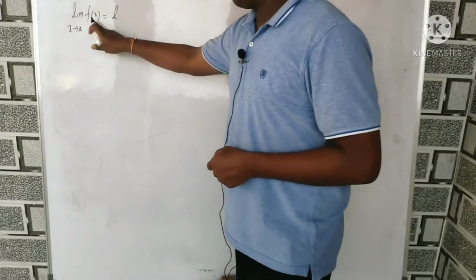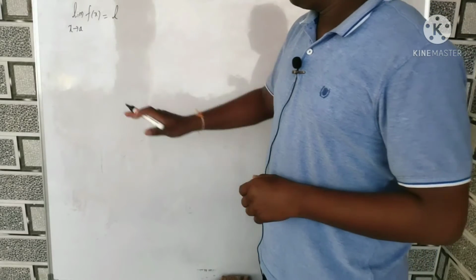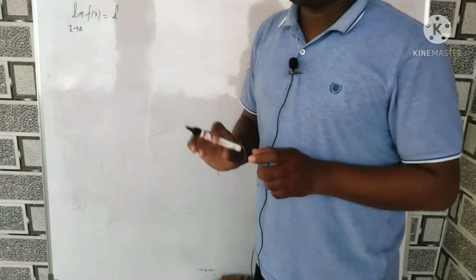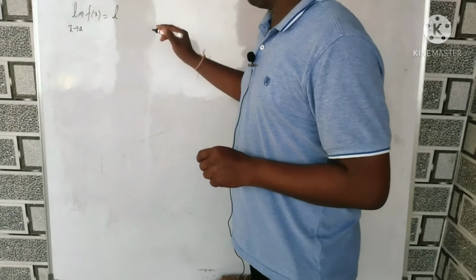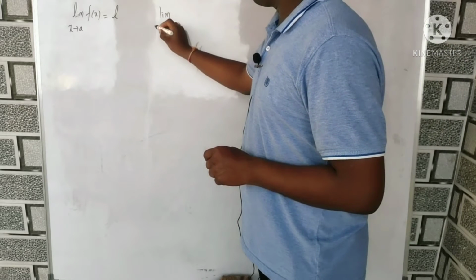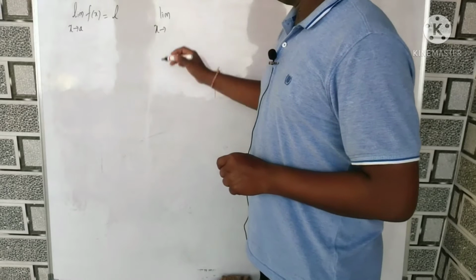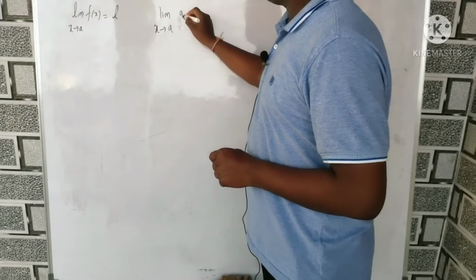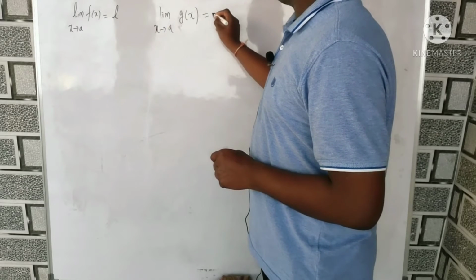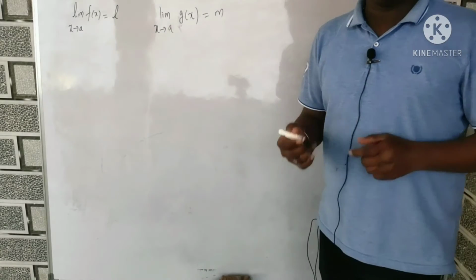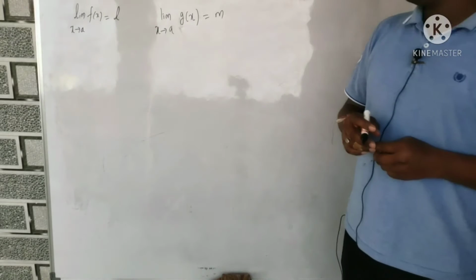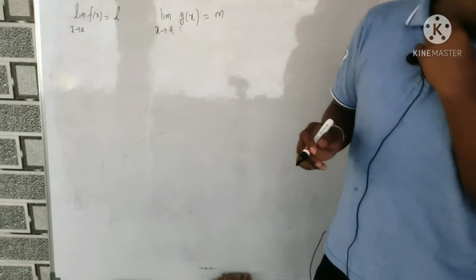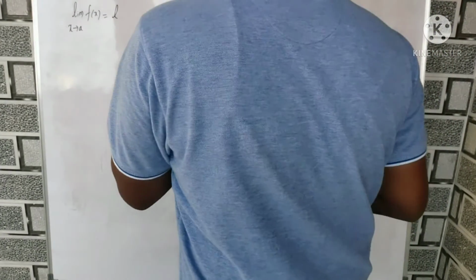Limit as x tends to a of f(x) is L. Suppose the limit as x tends to a of the function f(x) has the value L. Another one, the limit as x tends to a of g(x). Suppose g(x) limit is equal to m. I am just taking a as any constant here. So limit as x tends to a of f(x) is L, and limit as x tends to a of g(x) is m.